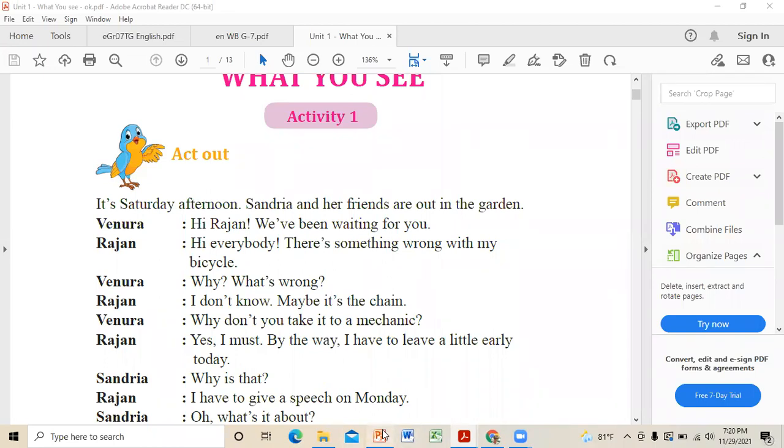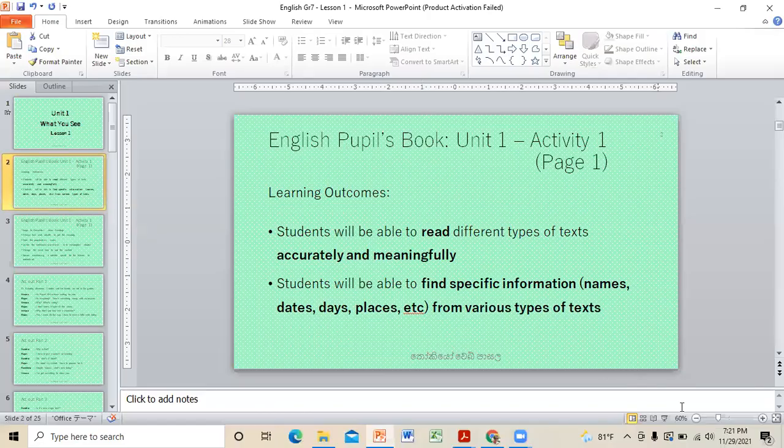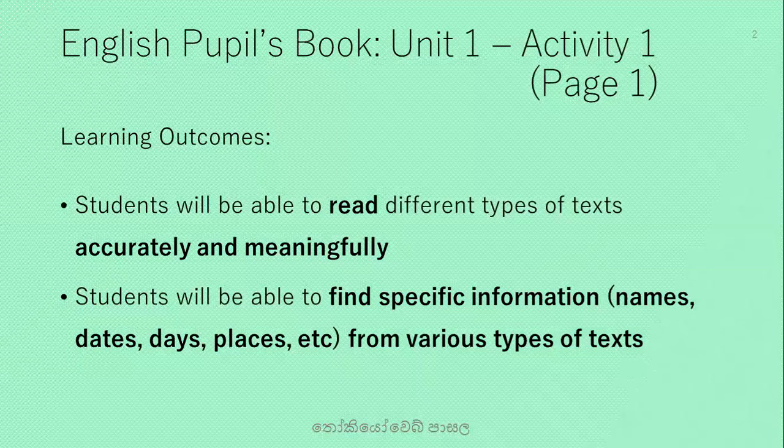I will just take a slide so that you will understand this better. Okay, so here you can see, as I said, we can call it learning objectives, or else we can say learning outcomes. So what are you going to learn from this activity, right? Students, that means all of you, will be able to read different types of text accurately and meaningfully, right? So what you are going to learn is to read.